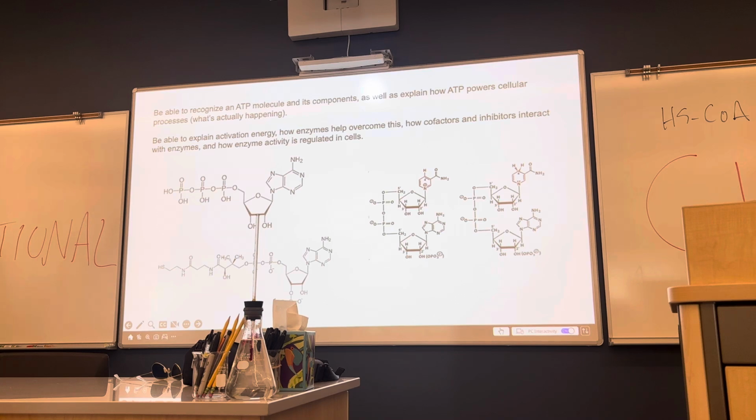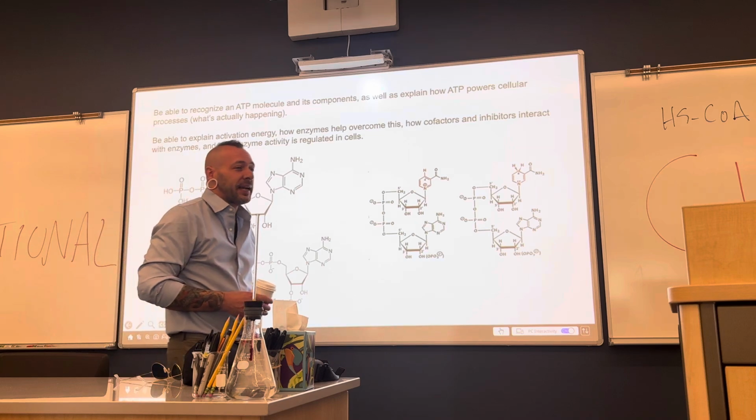What are some ways that enzyme activity can be regulated in cells? Because we don't want enzymes active all the time. Otherwise, they would just be doing everything all the time. We'd be building things and tearing things down all at the same time. So what are some ways that we regulate whether an enzyme is on or off? Yeah, and what might that inhibitor be?